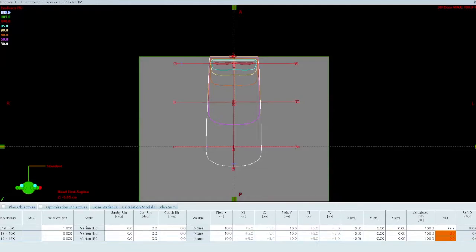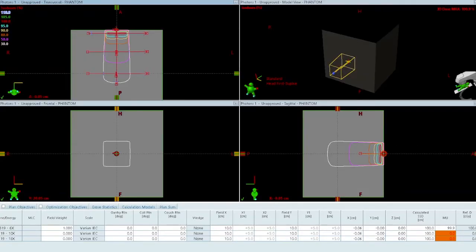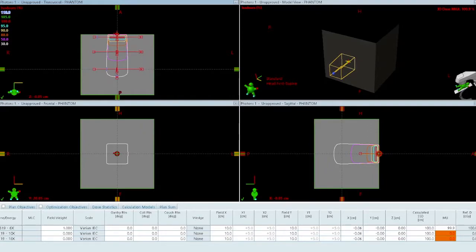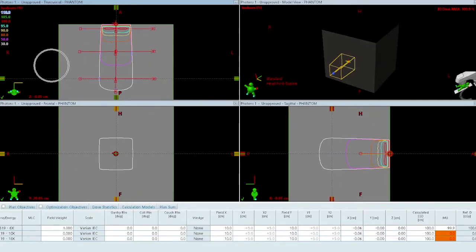What I have set up here is a treatment planning system called Eclipse, and I have a very large water equivalent phantom, and I have three photon fields set up on this phantom. And what I wanted to do was simulate some isodose lines and go through percent depth dose curves as well as field profiles for open fields.